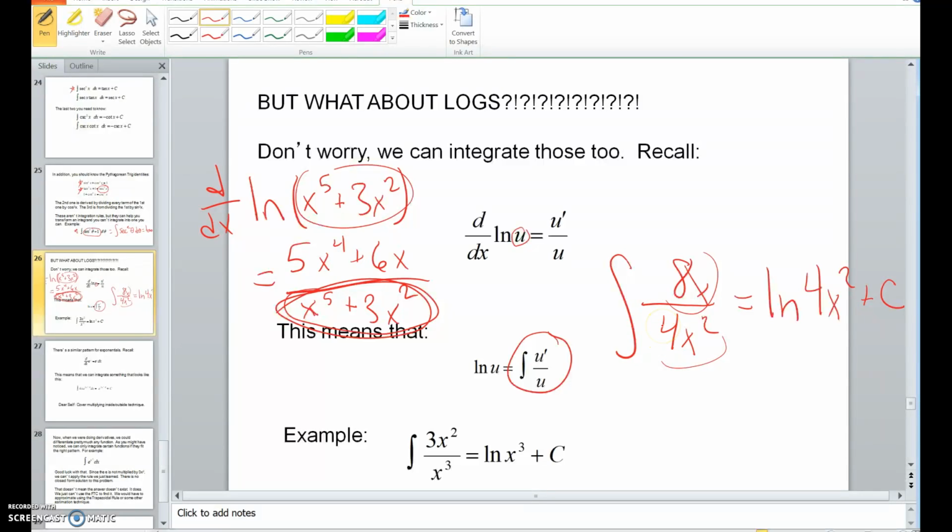So this pattern is going to be super useful. We are going to be looking for, again, derivative over expression. So here's another example. This one comes up a lot.